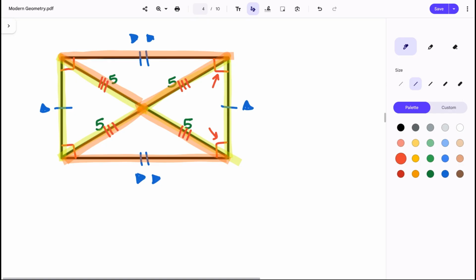Okay, do we have any questions on that? We feeling okay about a rectangle?